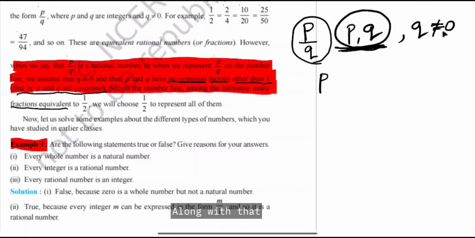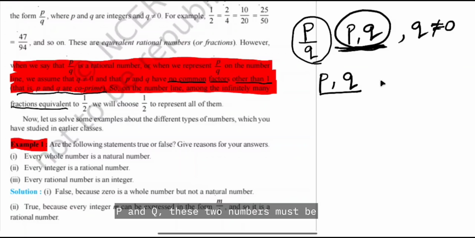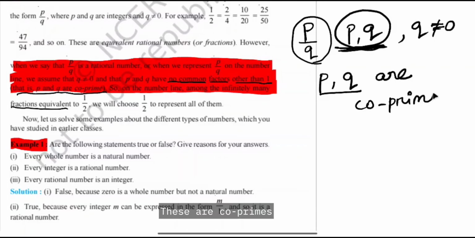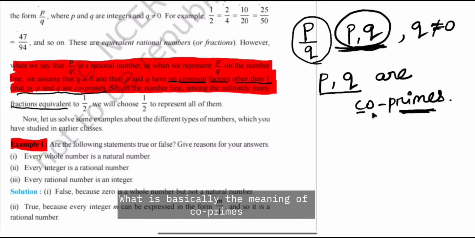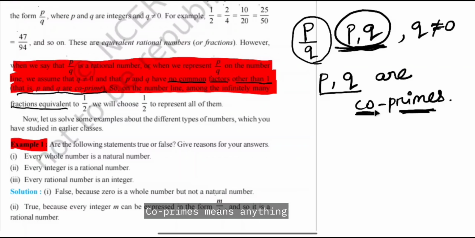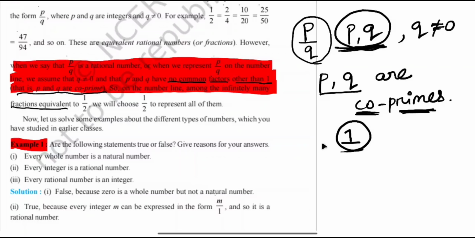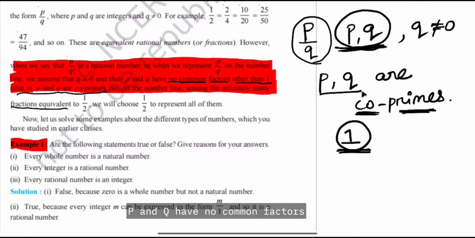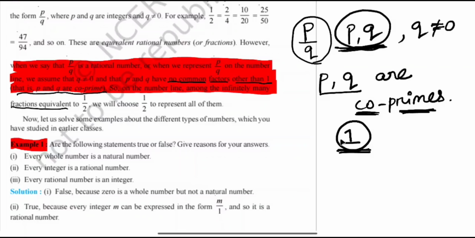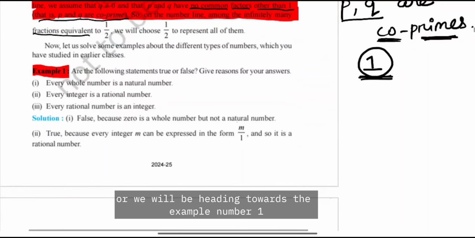Along with that, p and q, these two numbers must be co-prime numbers. These are co-primes. What is basically the meaning of co-primes? Co-primes means p and q have no common factor other than 1. Except 1, p and q have no common factors. Clear? Along with this we will be heading towards example number 1.